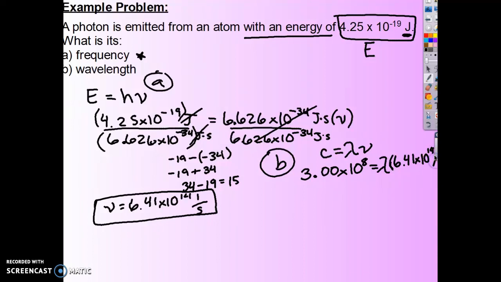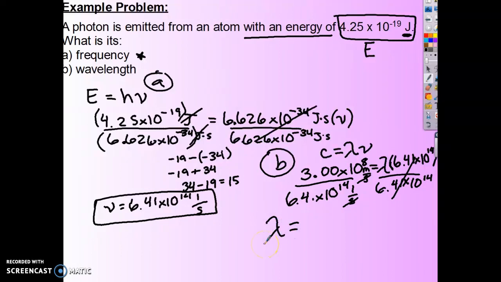I don't have room to write my unit. But if we want to get lambda by itself, like we've been doing, all you have to do is divide on both sides by your frequency. And so it's canceled over here. 6.41 times 10 to the 14. I forgot to write in my units here. This is meters over seconds, and this is 1 over seconds. So we can see that our seconds will go away and we'll be left with meters, which makes sense for wavelength, because wavelength is talking about a distance, and so is meters.